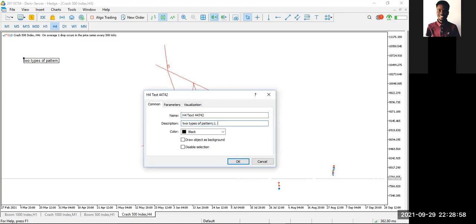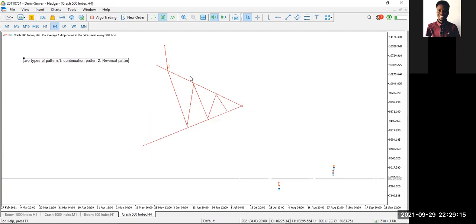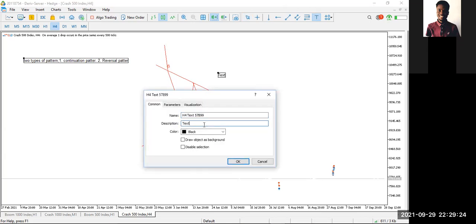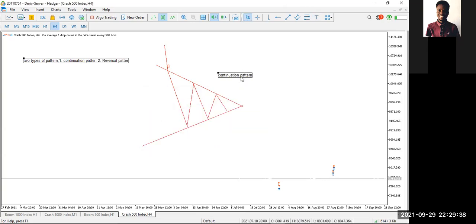First being continuation pattern. And number two is reversal pattern. You can have a continuation pattern and a reversal pattern. So for this symmetrical triangle, it forms a continuation pattern, pardon. Continuation. So this is a continuation pattern.